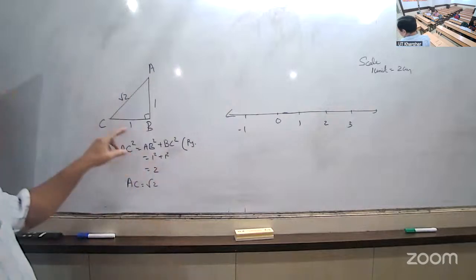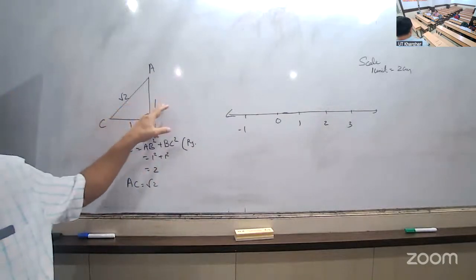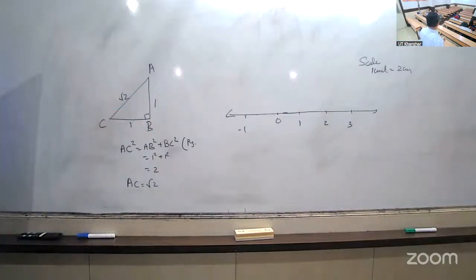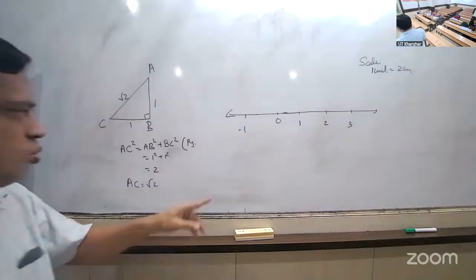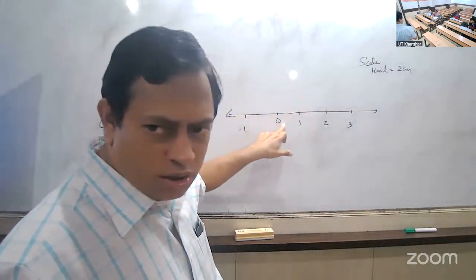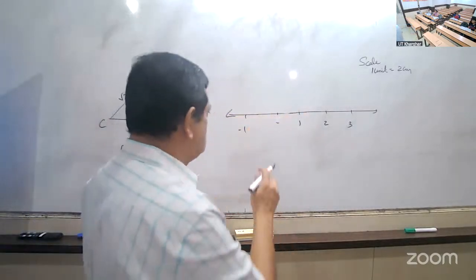That means if you can make a right triangle with the two sides 1 centimeter, the hypotenuse is equal to how much? Root 2. Understood or not? Now what is the process I am going to do? Here, 1 unit. What is the 1 unit here? 0 and 1 now. So we take this 0 and 1.